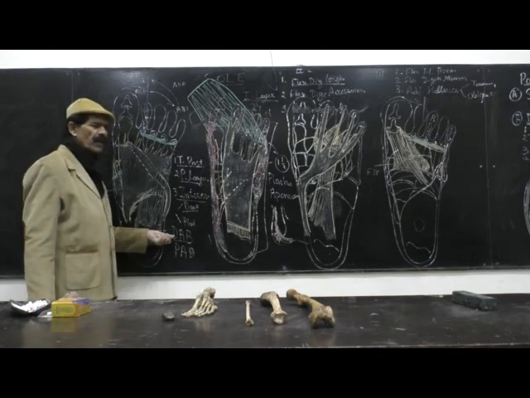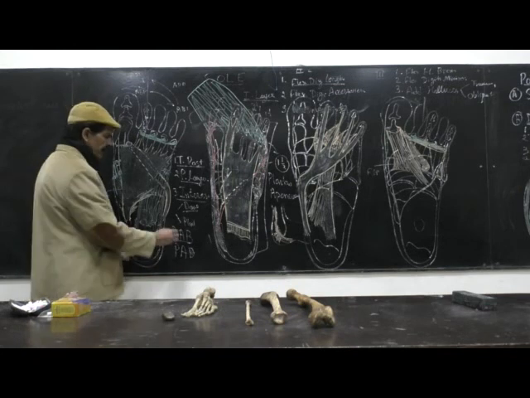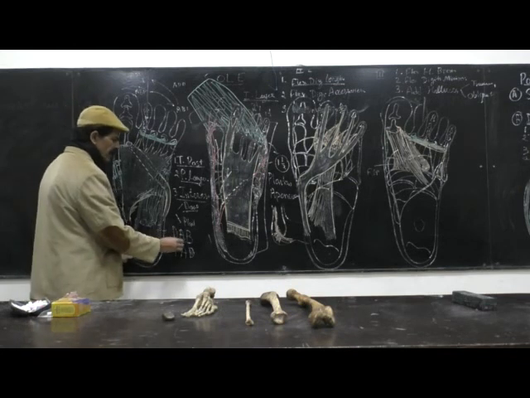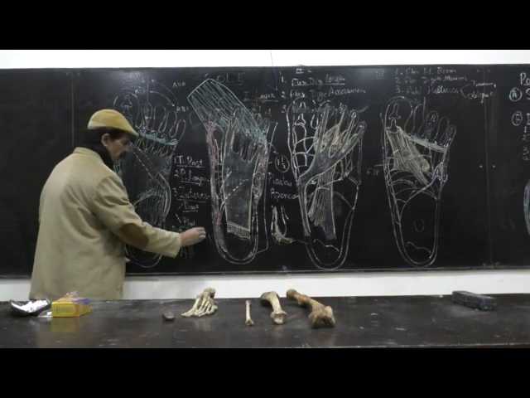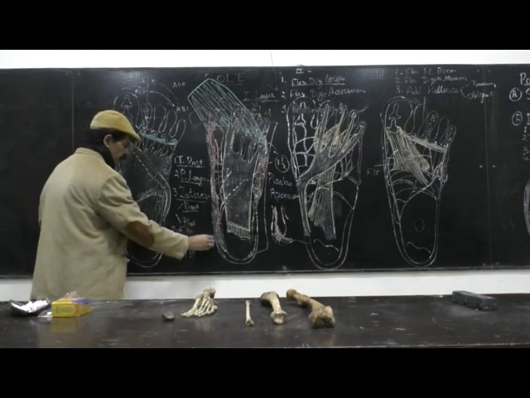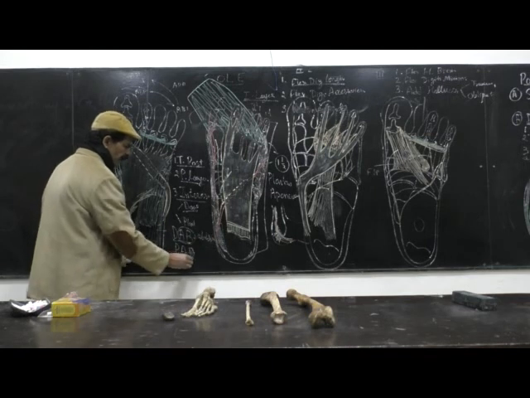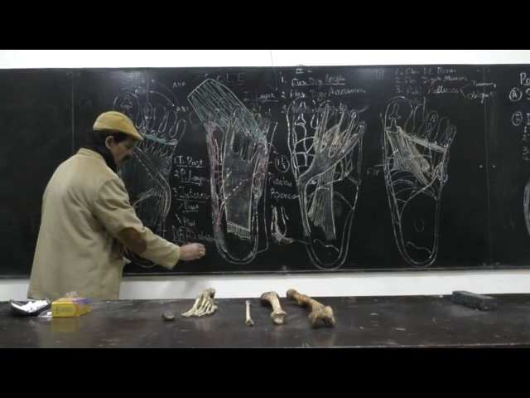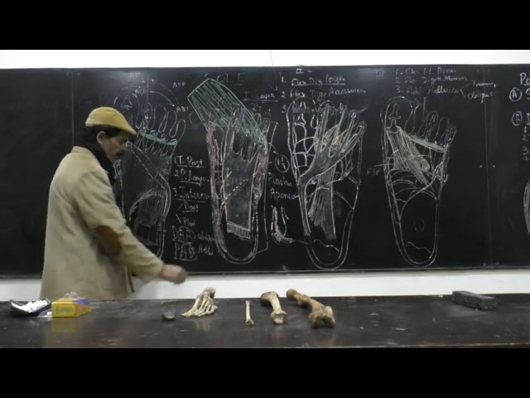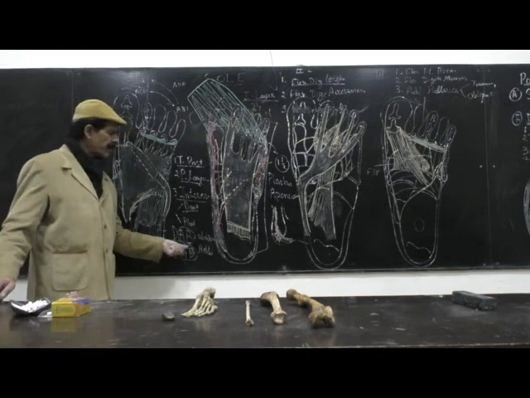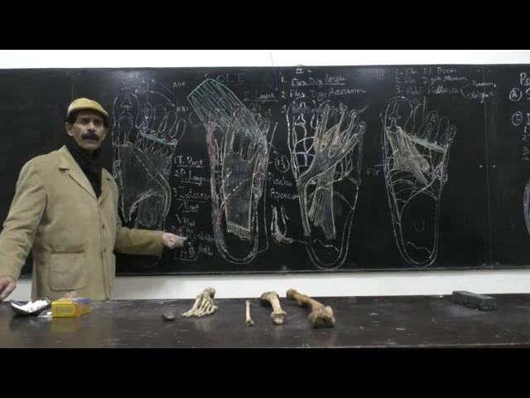So what is the meaning of DAB and PAD? D for dorsal interossei and AB tells the action. So all dorsal interossei are the abductors of the toes. P for plantar interossei and AD means adduction. So plantar interossei will do the adduction and dorsal interossei will do the abduction.